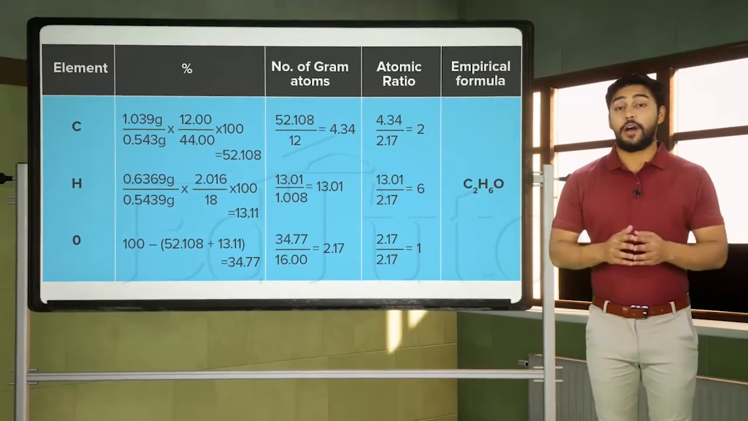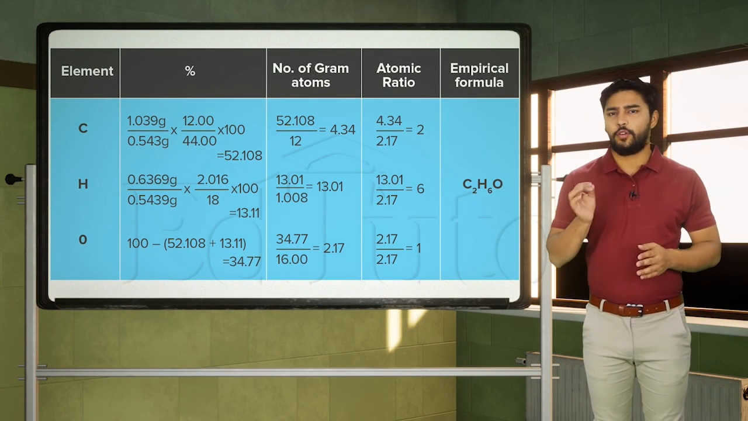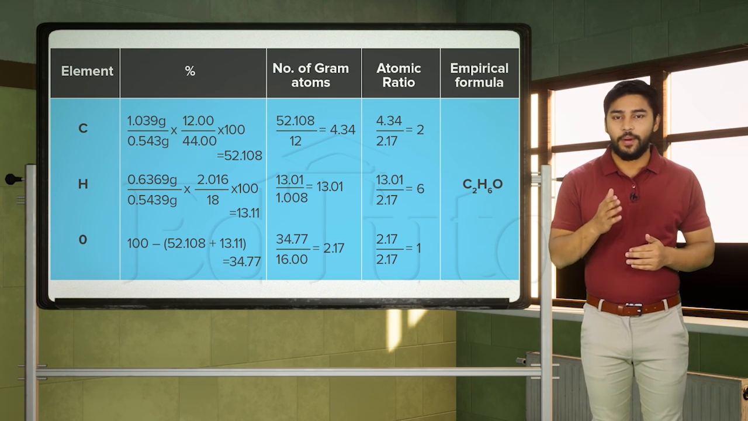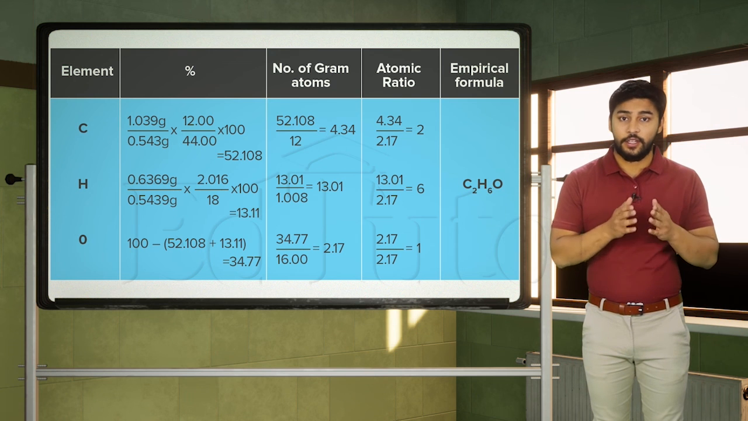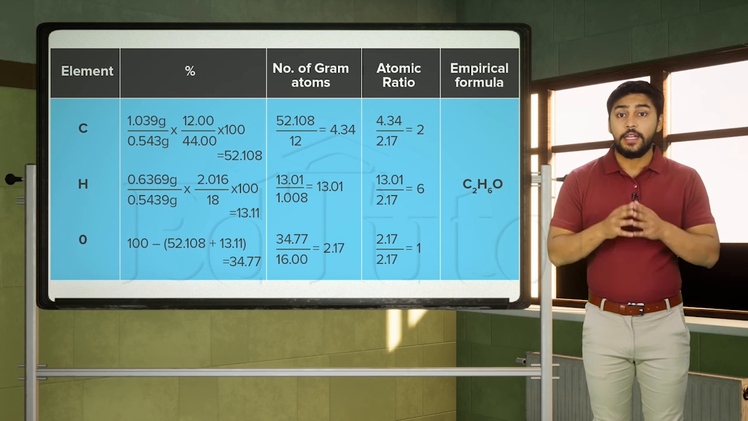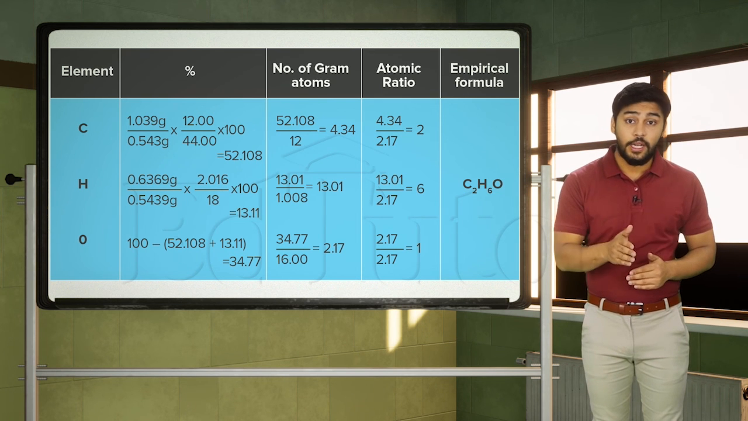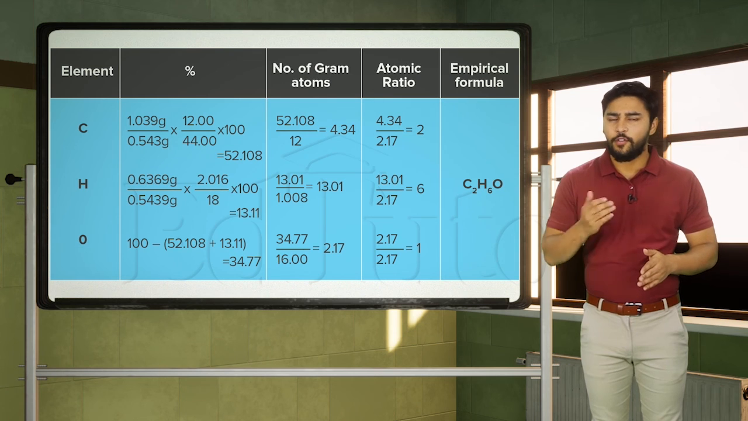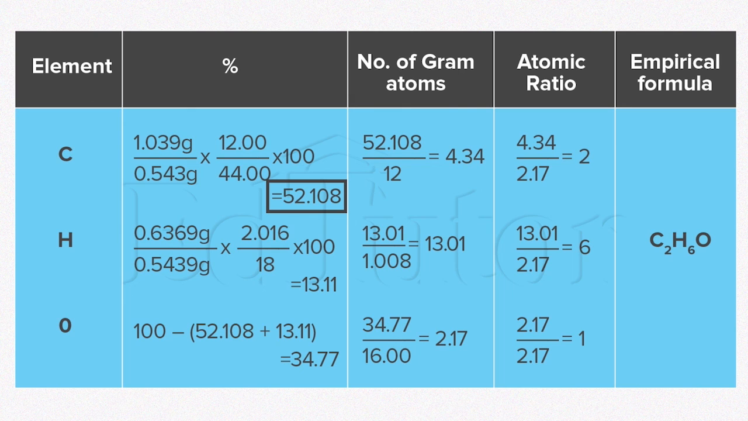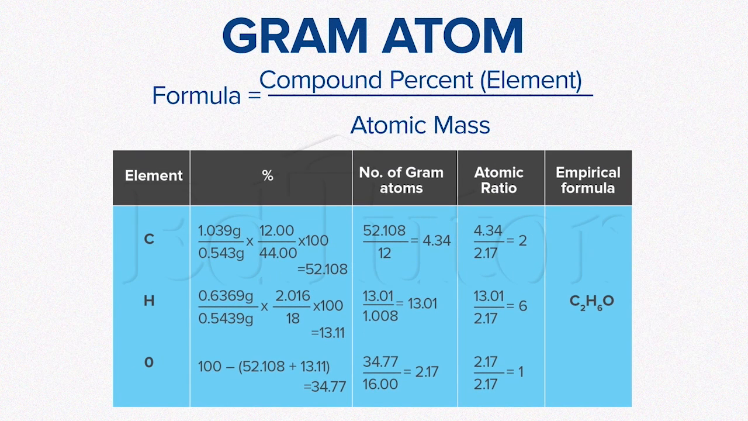First, we need to calculate the percentage composition. This will be done by using the following formula. Mass of carbon dioxide divided by mass of organic compound multiplied by 12 divided by 44 multiplied by 100. By inserting the values in this formula, we will get 1.039 divided by 0.5439 multiplied by 12 divided by 44 multiplied by 100 is equal to 52.108% carbon.